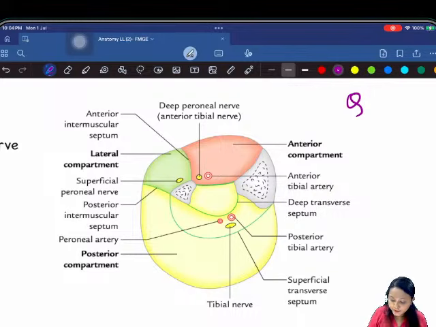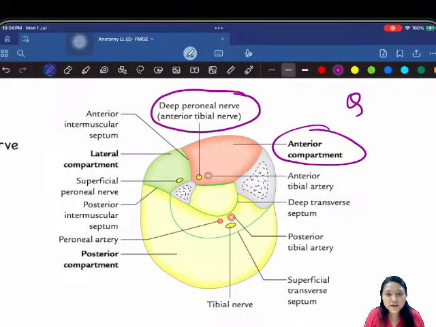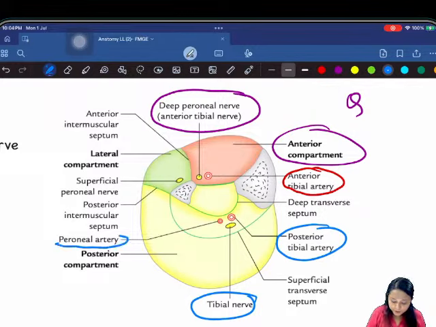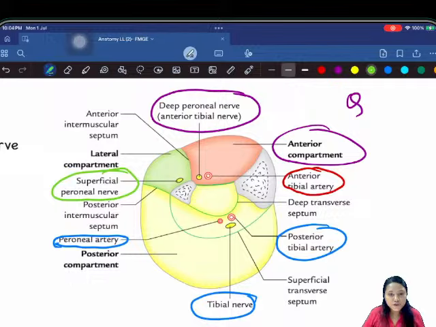You know that the nerve to the anterior compartment is the anterior tibial nerve or deep peroneal nerve. The artery in the anterior compartment is the anterior tibial artery. In the posterior compartment, the nerve is the tibial nerve, and the arteries are the posterior tibial artery and the peroneal artery. And in the lateral compartment, the nerve is the superficial peroneal nerve.